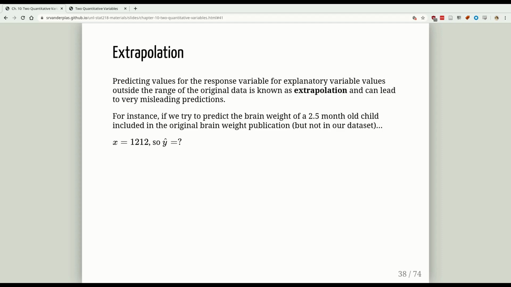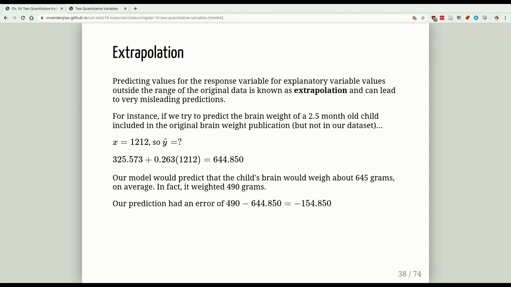And this data was included in the original publication, but it wasn't included in the data set that I've been using. We have an X value of 1,212 cubic centimeters, and we want to predict Y hat. Now, if you remember back to that graph, none of our X values were this small, right? So go ahead and plug that 1,212 into the original regression equation, and we get a predicted average brain weight of 644.85 grams.